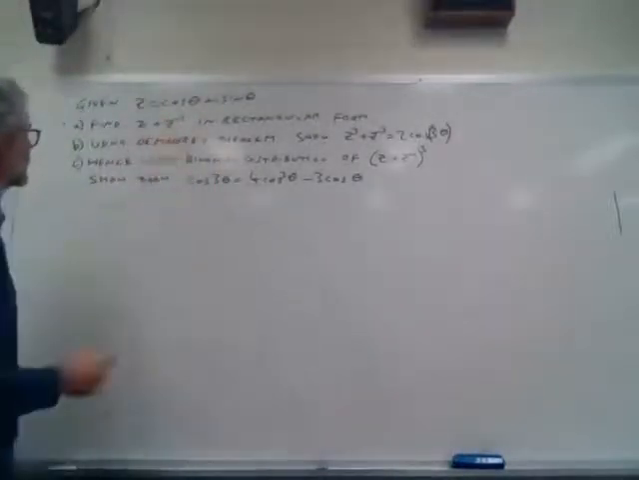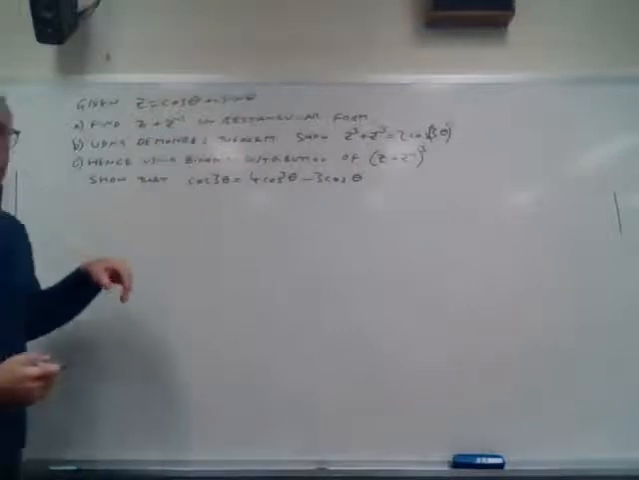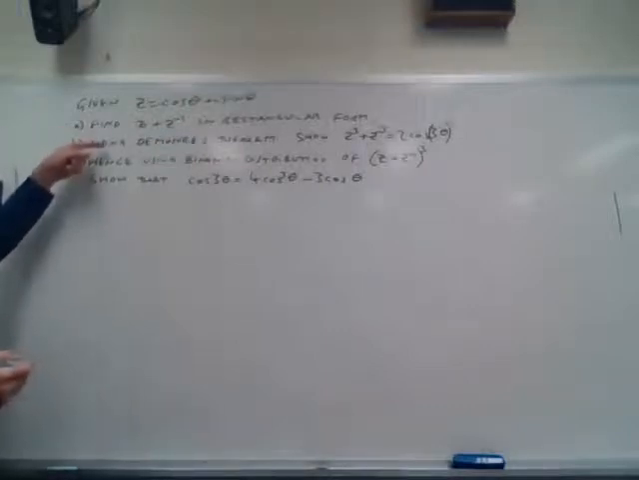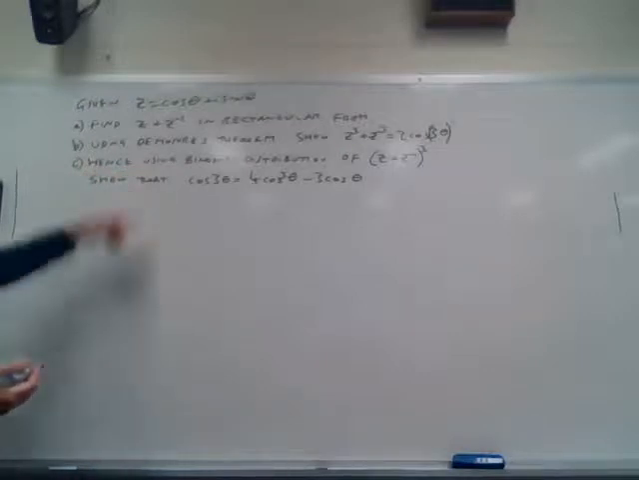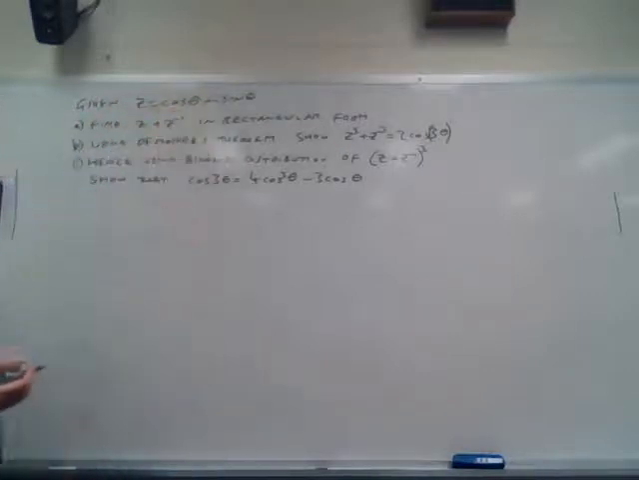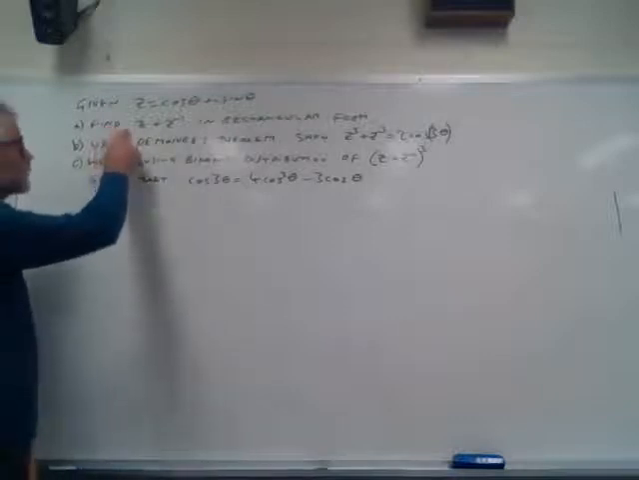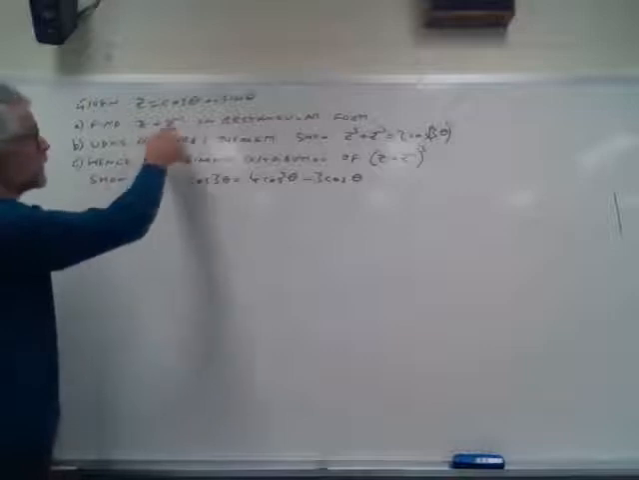Here we go, 3 parts. You can bet the first one will be the easy one, and then the middle one will be the medium, and the last one will be the hard bit with this sort of question. But once again, we're starting off with Z equals cos theta plus I sine theta, something we're familiar with. First part, just find that in rectangular form.